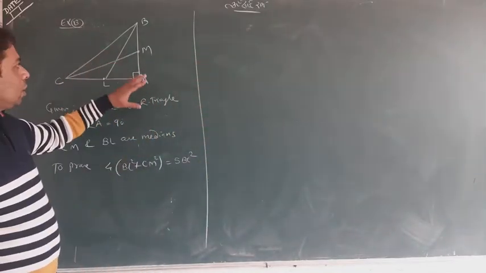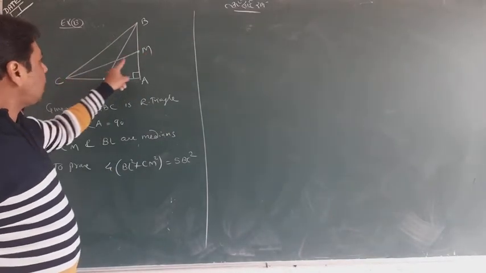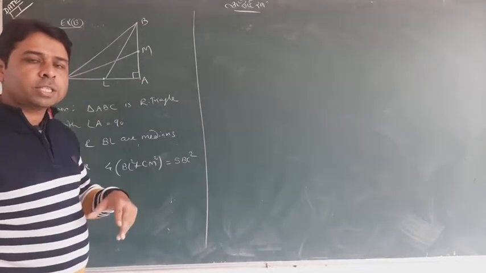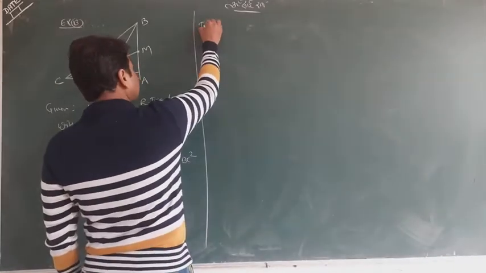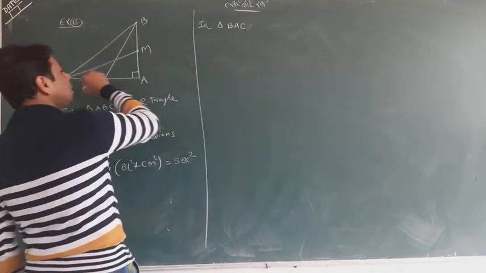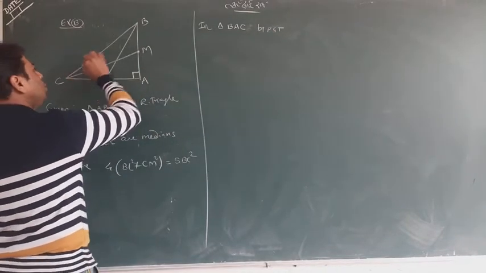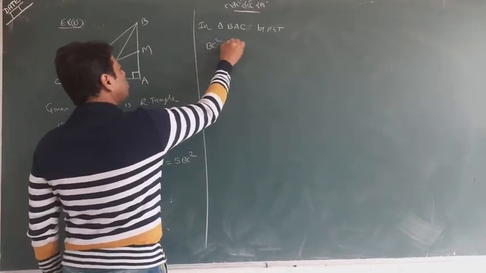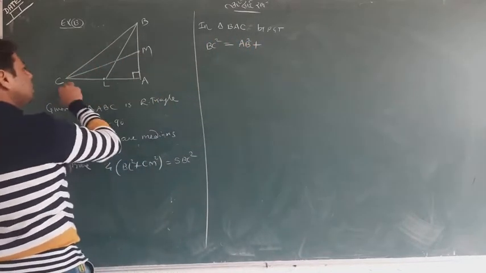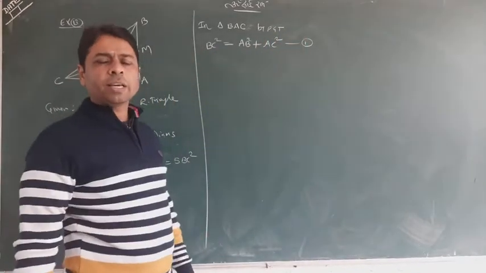I tell you here three right angle triangles are looking: the big one, the CMA small one, and BAL the third one. So I'll first take the big one. I start my answer here in triangle BAC by PGT, Pythagoras theorem, because it is 90 degrees. So BC square, the hypotenuse, equals AB square plus AC square. This is equation number 1.